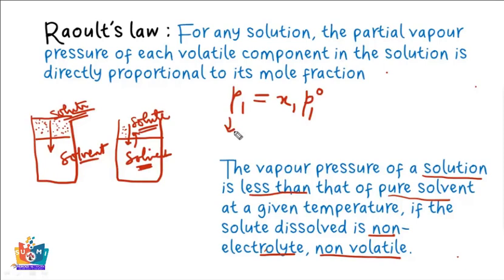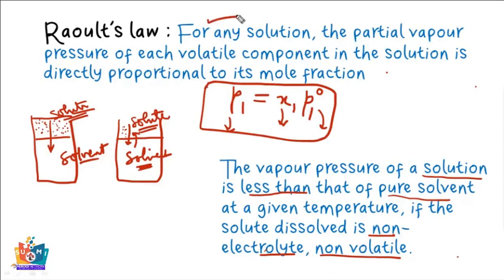This is the vapor pressure of solvent, this is the mole fraction of solvent, and this is the vapor pressure of pure solvent. So this is the expression of Raoult's law. According to its definition, for any solution, the partial vapor pressure of each volatile component in the solution is directly proportional to its mole fraction. We have to remember that we will be considering non-volatile and non-electrolyte solute in this whole chapter.